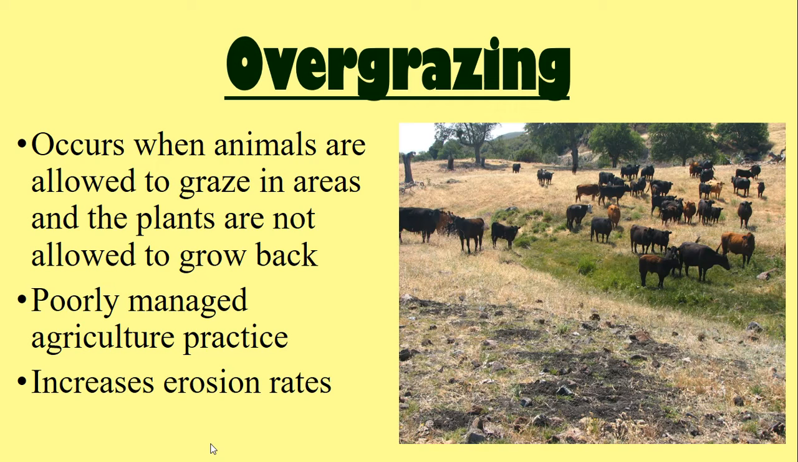It occurs when animals are allowed to graze in an area and the plants are not allowed to grow back. This is actually a very, very poorly managed agricultural practice. It's something that can affect the land for years to come. It also increases the erosion rate.